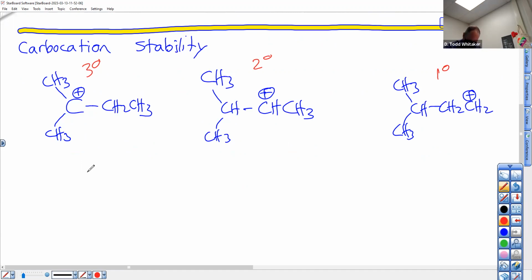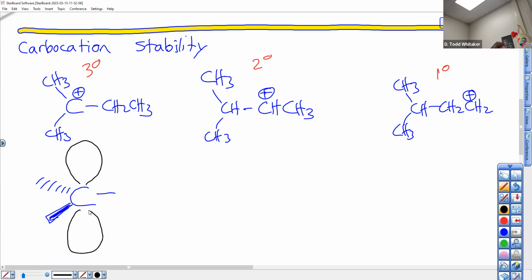So I'm going to draw it flat this way. I know we usually use wedges and dashes for tetrahedral, but this is sp2, and I wanted to do that so I could show you where the plus charge lives. Where's the plus charge? If I was a better artist, you would see that's a p orbital. I'm telling you it's a p orbital. And we've got 2 CH3s out here.